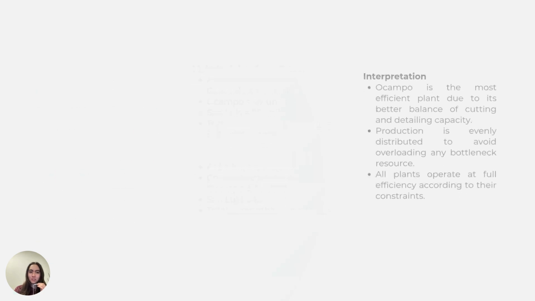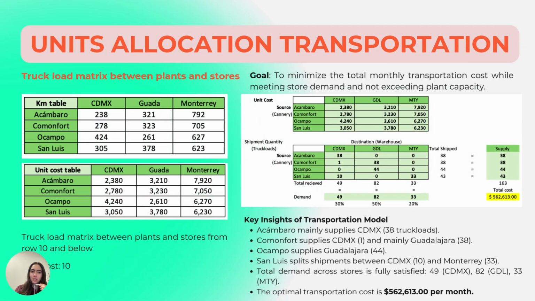Now let's continue with the units allocation transportation model. We then built a transportation model to minimize monthly shipping costs. For step 1, we compute distances.